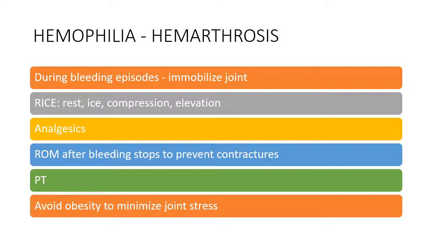Pain management is important, but we're not going to give aspirin and we're not going to give NSAIDs. We're going to use either opiates or Tylenol. Range of motion is not performed until after the bleeding stops, but it's important to start it as soon as possible to prevent contractures. And then physical therapy is also very useful for these patients. The patient with hemophilia should avoid obesity to minimize stress on the joints and minimize the incidence of hemarthrosis.